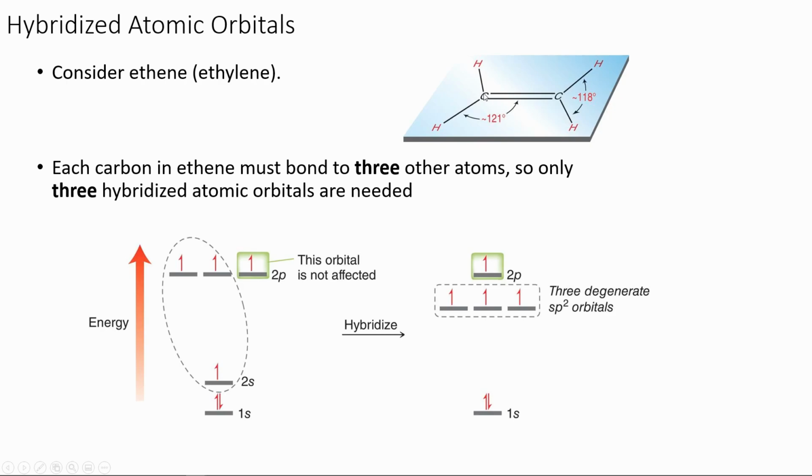3 of the bonds from this carbon are sigma bonds. It's making a sigma bond to each hydrogen, and it's making a sigma bond to this carbon. So we're going to make 3 sigma bonds and 1 pi bond. The pi bond is going to use a 2p orbital. So we can set this orbital to the side and then use the other 3 electrons to make 3 hybridized degenerate sp2 orbitals. All 3 of these orbitals will be equal in energy.